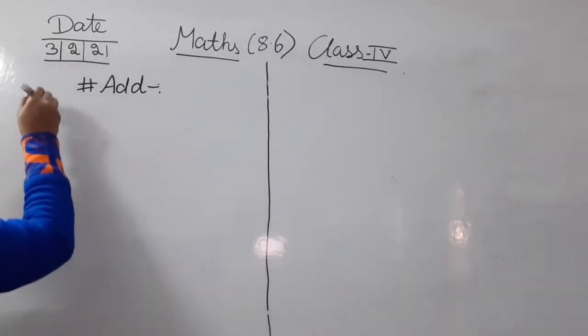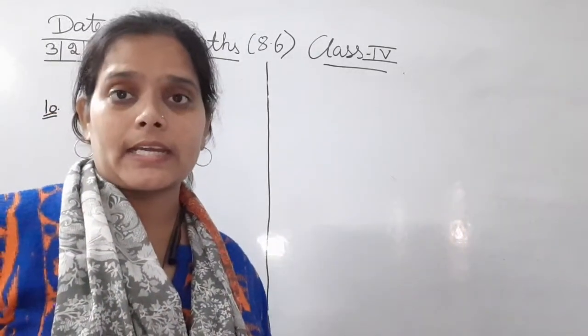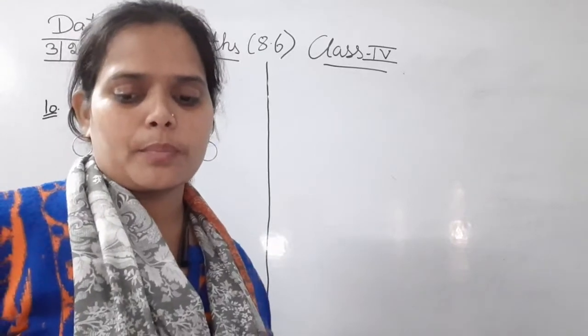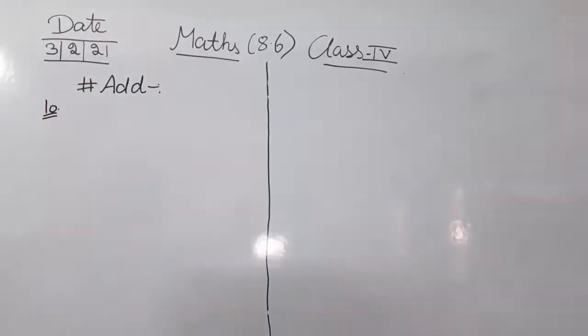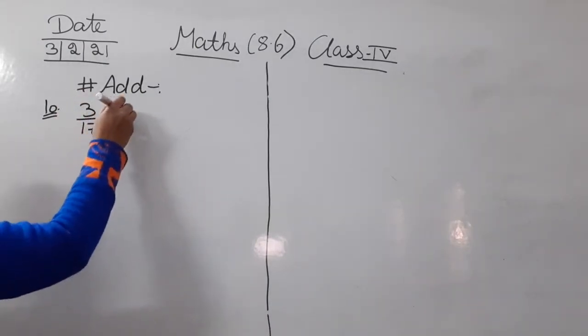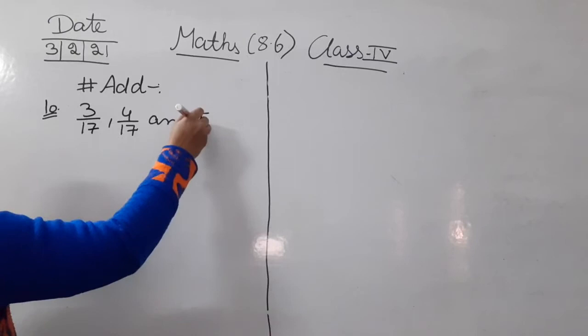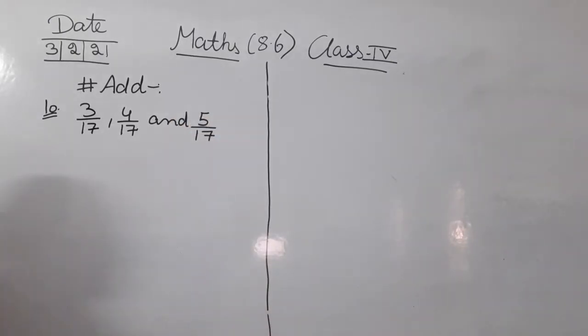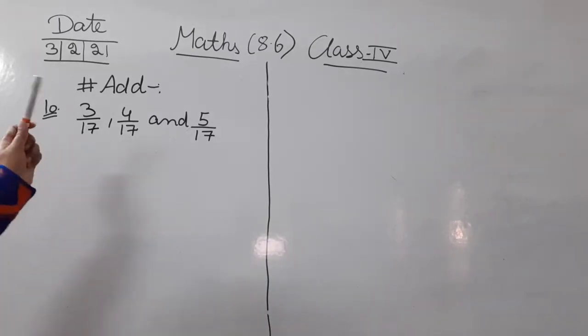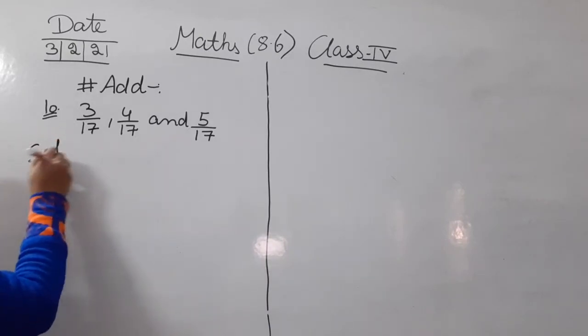Okay, so question number 10. We have to add the three fractions, 3 upon 17, 4 upon 17 and 5 upon 17. Okay, so let's add them.